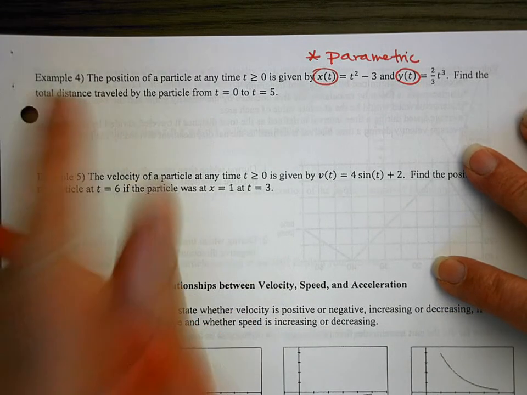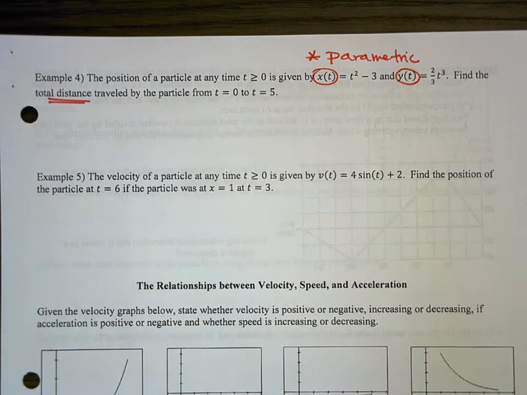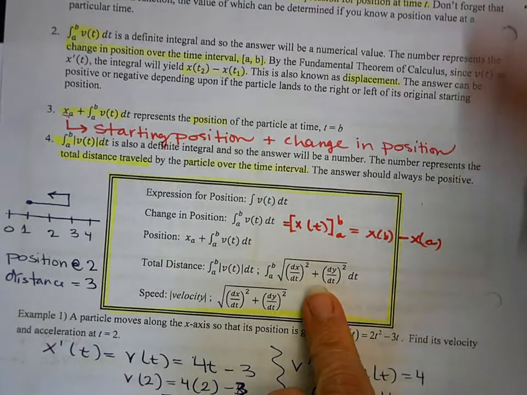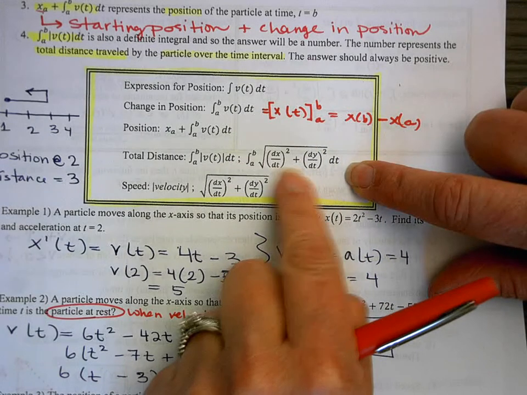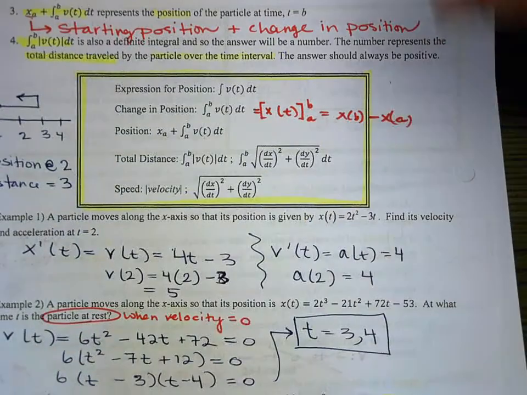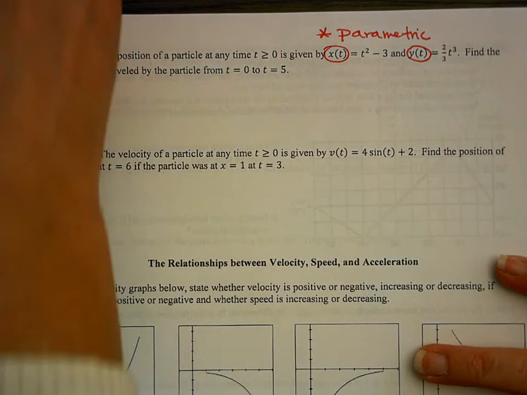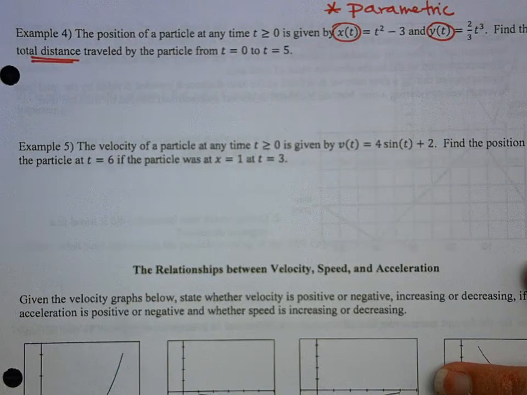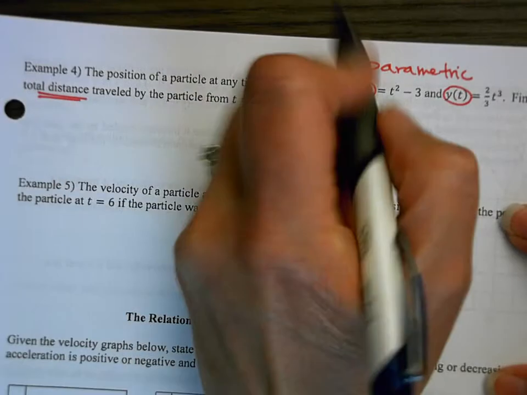So I can't use that same formula, right? Because I have two equations. I don't have one, I have two equations. So because I have two equations for my total distance formula, I'm going to be using this form of that total distance, right? So I have an x and a y, so this is the one I want to use, okay? So for total distance traveled, we're going from 0 to 5, so I need to know x prime and y prime, so let me find those first.